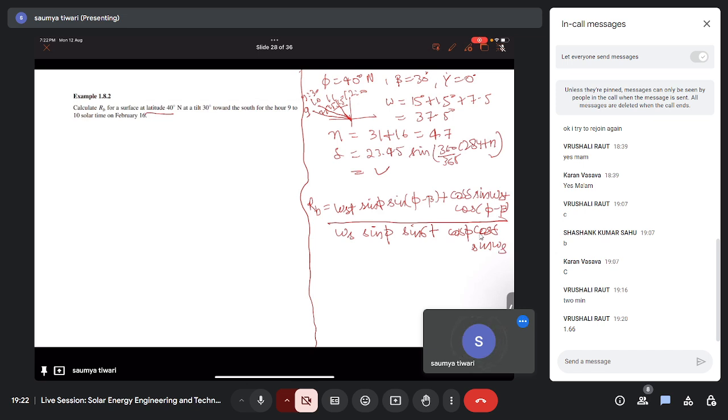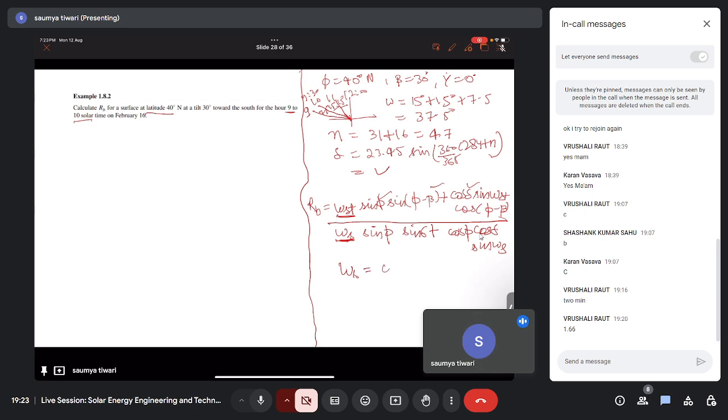So we know omega, phi, beta, delta. What will be omega s and omega st? Omega we know already. This is for a particular 9 to 10 solar time. Omega s is for the horizontal surface and omega st is for the tilted surface. So for a whole solar day, what will be omega s?